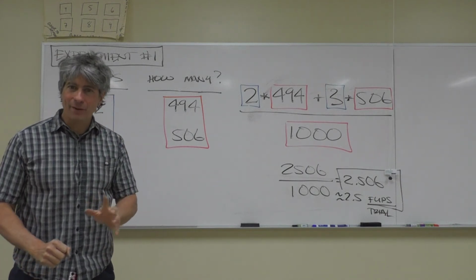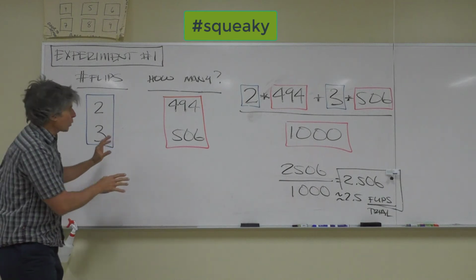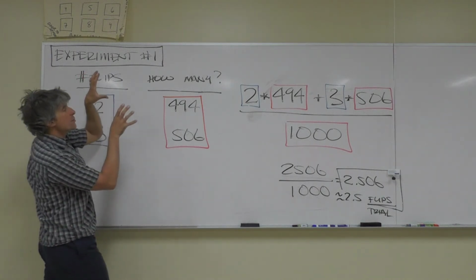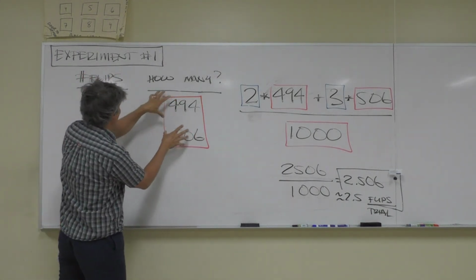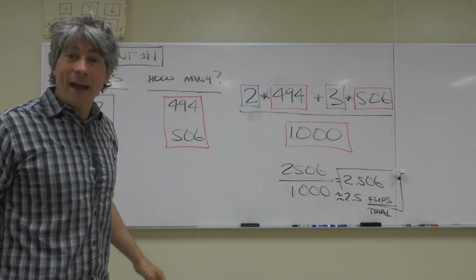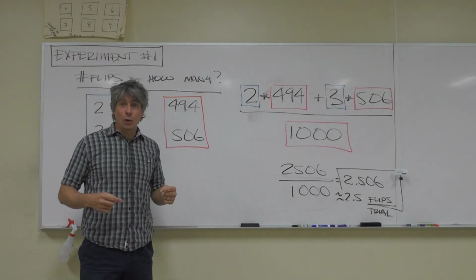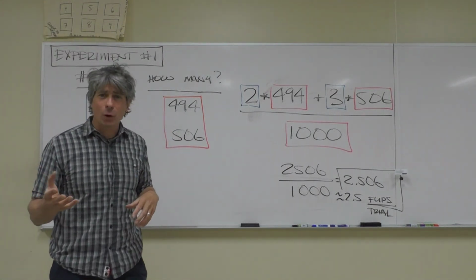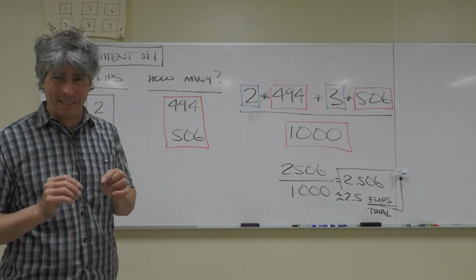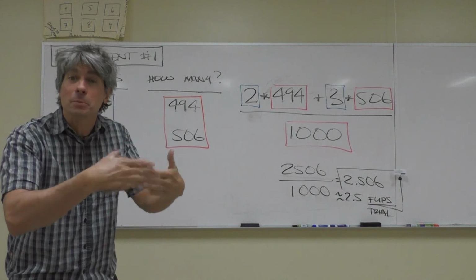Whenever your data is given to you in this kind of form, where you've got your data and then you've got a frequency of how often that data shows up, you can do this kind of average. It's equivalent to adding up all the raw data and dividing by how many there are, but it's much more efficient because it saves you from having to do all those additions, 2 plus 2 plus 2 plus 2.